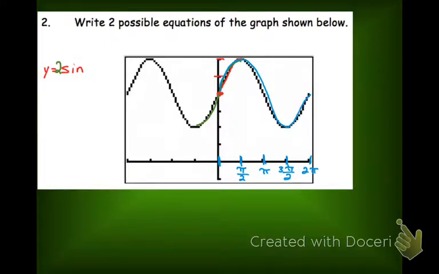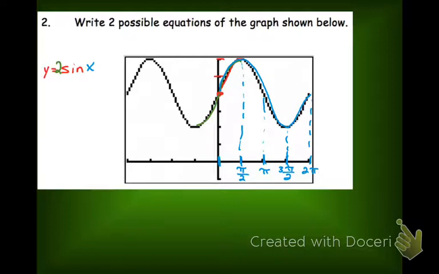So it's still completing one cycle, so there's no horizontal stretch going on at all. There's also no horizontal shift going on because you're all the way at the top here, you're back to the middle, you're at the bottom, and back to the middle. So there's no horizontal movements at all, so we can go ahead and just put sine of x.